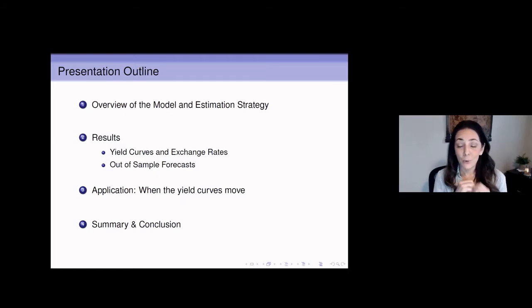Then we're going to discuss the results. I'm going to show you the British pound and US dollar exchange rate as an example, and then an overview of what happens for other currencies as well. And I'm going to talk specifically about forecasting out of sample and how we can use the information that we have today about yield curve movements to think about the future of the exchange rate. And finally, I want to show you an application of what happens when the yield curves move. How do they impact the exchange rate? And one of the takeaways from here is that nonlinearities are going to be key to understanding how movements in the yield curve will impact the foreign exchange market.